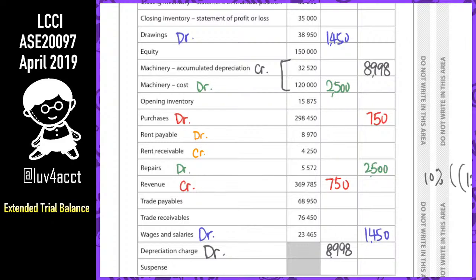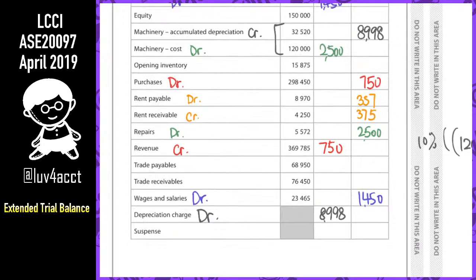So 357 here, and then 375 here. A reduction should be on the opposite side of the normal balance of the account. So 357, 375. Total we have 732. Okay, next.